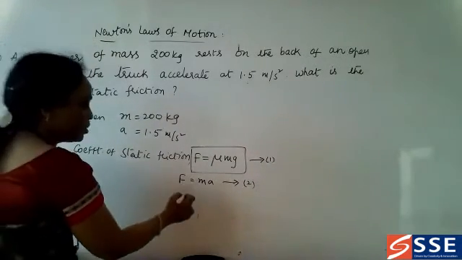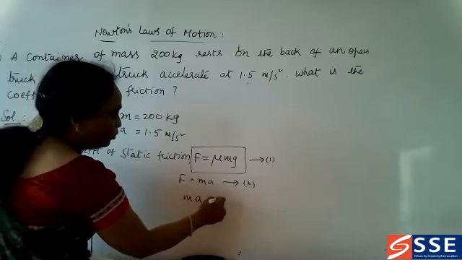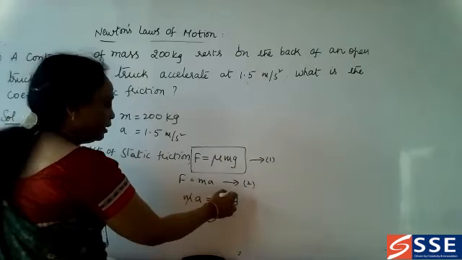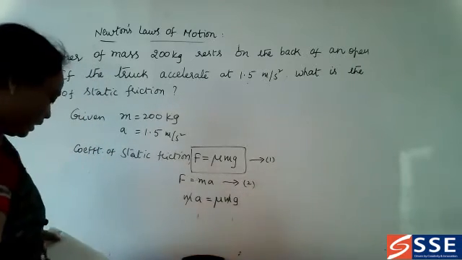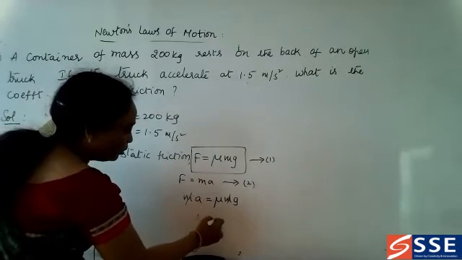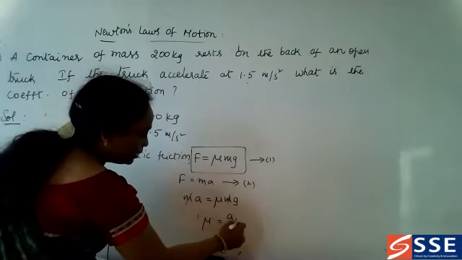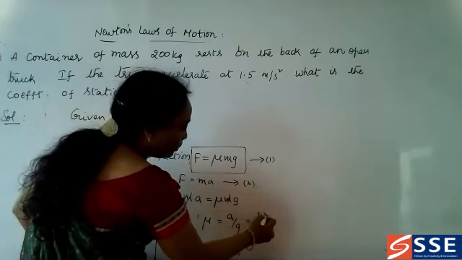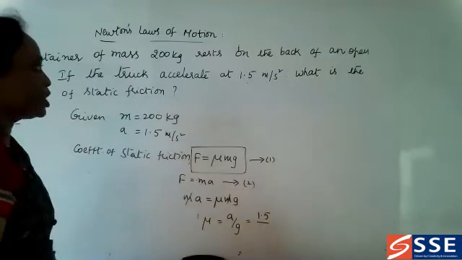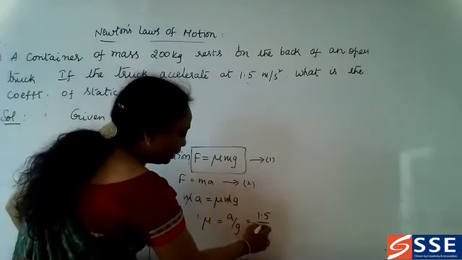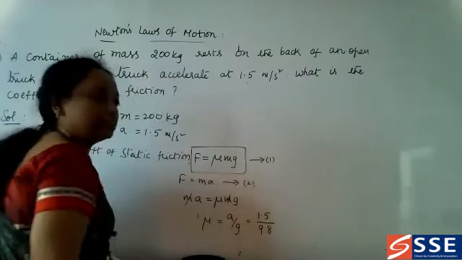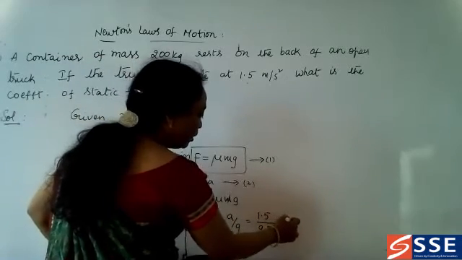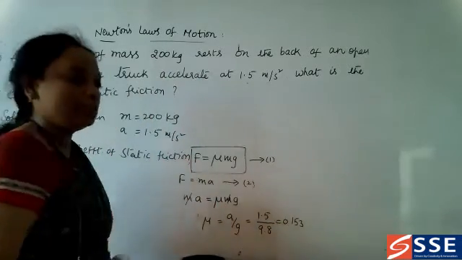Next you can substitute here: ma is equal to mu into mg. You can cancel the mass here. So then mu can be written as a by g. What is the acceleration here? 1.5, divided by acceleration due to gravity, which is taken as 9.8. We know already that acceleration due to gravity is 9.8. So the answer is 0.153.